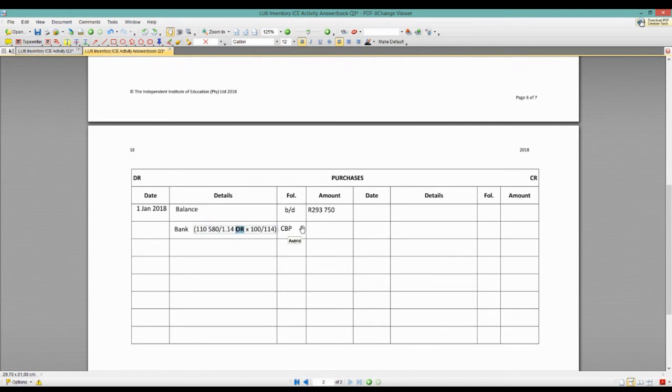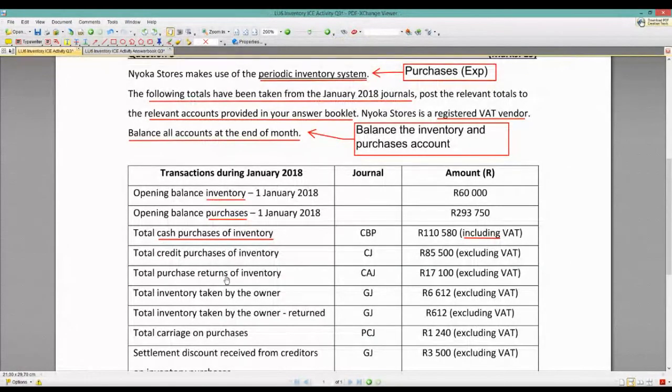Okay, and that would then give you an answer of 97,000. Okay, so for that one, you would have received a mark for the bank and the correct folio number. You would have received a mark for excluding the VAT, and you would have received a mark for the correct answer or your calculation thereof. Okay, so let's see what the next transaction is.